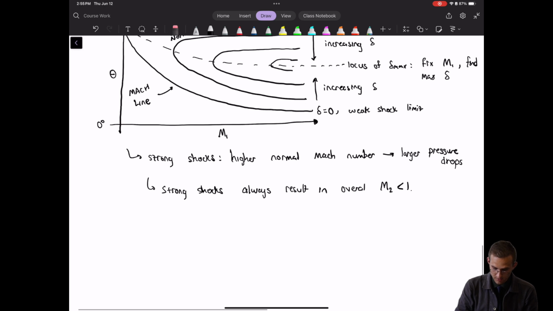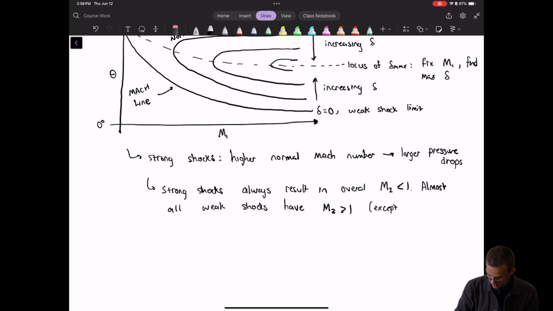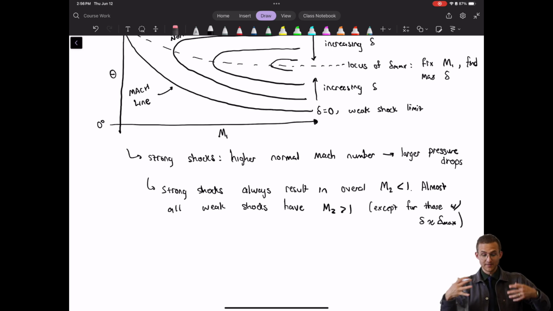Okay, however, almost all weak shocks have M2 greater than 1, except for those with a deflection angle really, really close to the maximum deflection angle for a given Mach number. So take a second and think about how that can happen, right?